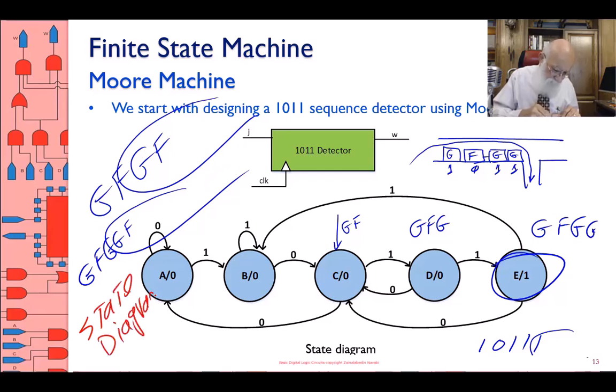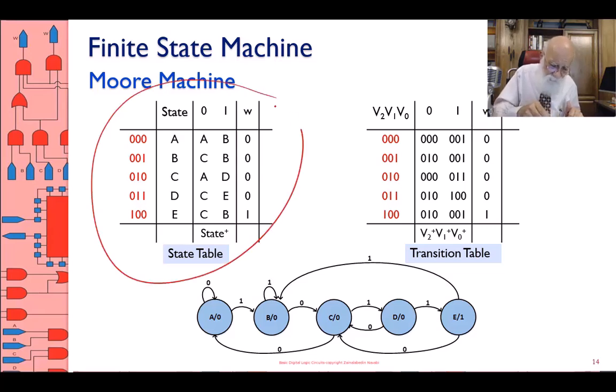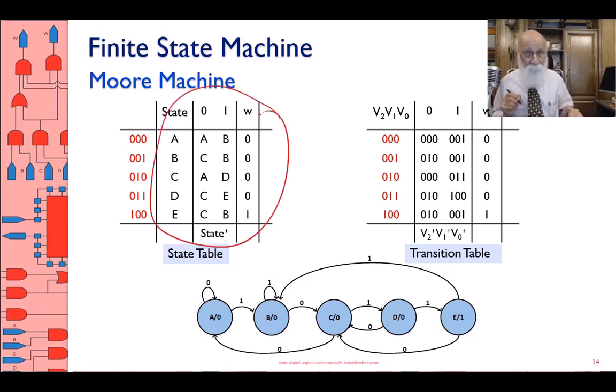As the next step towards making hardware out of this, I'm going to turn this into a state table. All there is to it is just take that circular thing and turn it into a tabular list. And therefore, this becomes my state table. How did I get this?